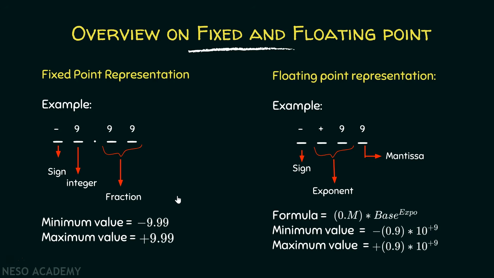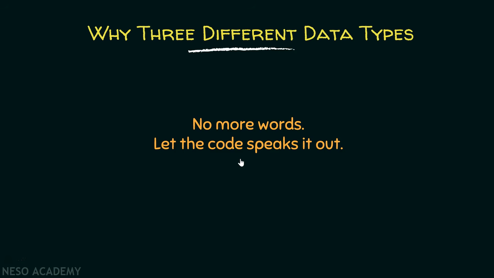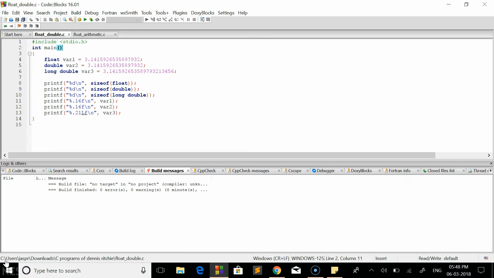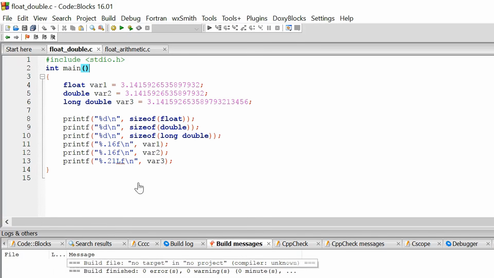This topic is the part of computer organization and architecture, and explaining any further details regarding this topic is out of the scope of this lecture. Let's see why 3 different data types we have. Is it not sufficient to have only one data type like integer and character? What is the need of having 3 different data types? Let's not talk much about this and let the code speak it out. Before explaining the code what I have written over here, it is better to execute the code first. Let's build and run.